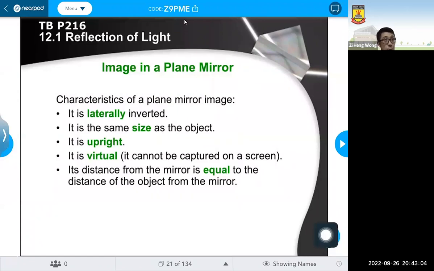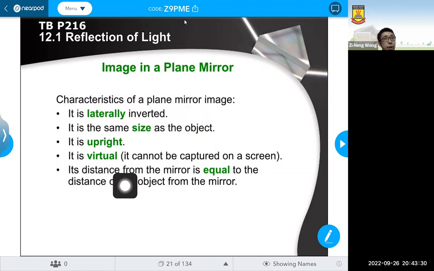When we are discussing lenses, we always look at 3 things only. So far, we have discussed the characteristics of images in lenses. We talk about whether it's real or virtual. We talk about whether it's upright or inverted. We talk about the size: is it same size, magnified, or diminished? For a plane mirror image, there are 2 other properties being discussed. One is that it is laterally inverted, meaning left becomes right, right becomes left.